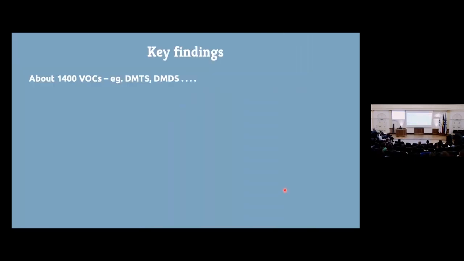And key findings: we detected about 1,400 VOCs across all of our 8 donors, all of the stages, which is why that's a high number. And just to name a few, there's dimethyl trisulfide and dimethyl disulfide that were significant. And as mentioned yesterday, these are compounds that smell really badly.